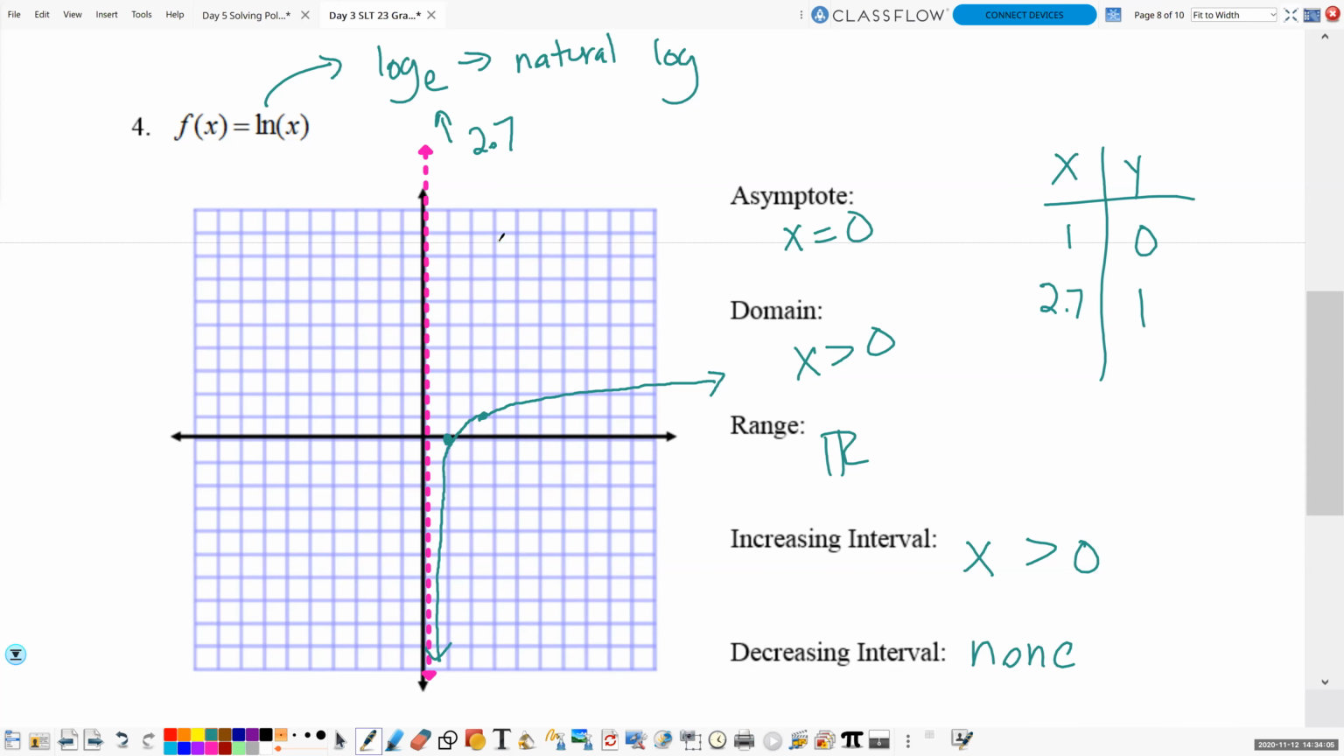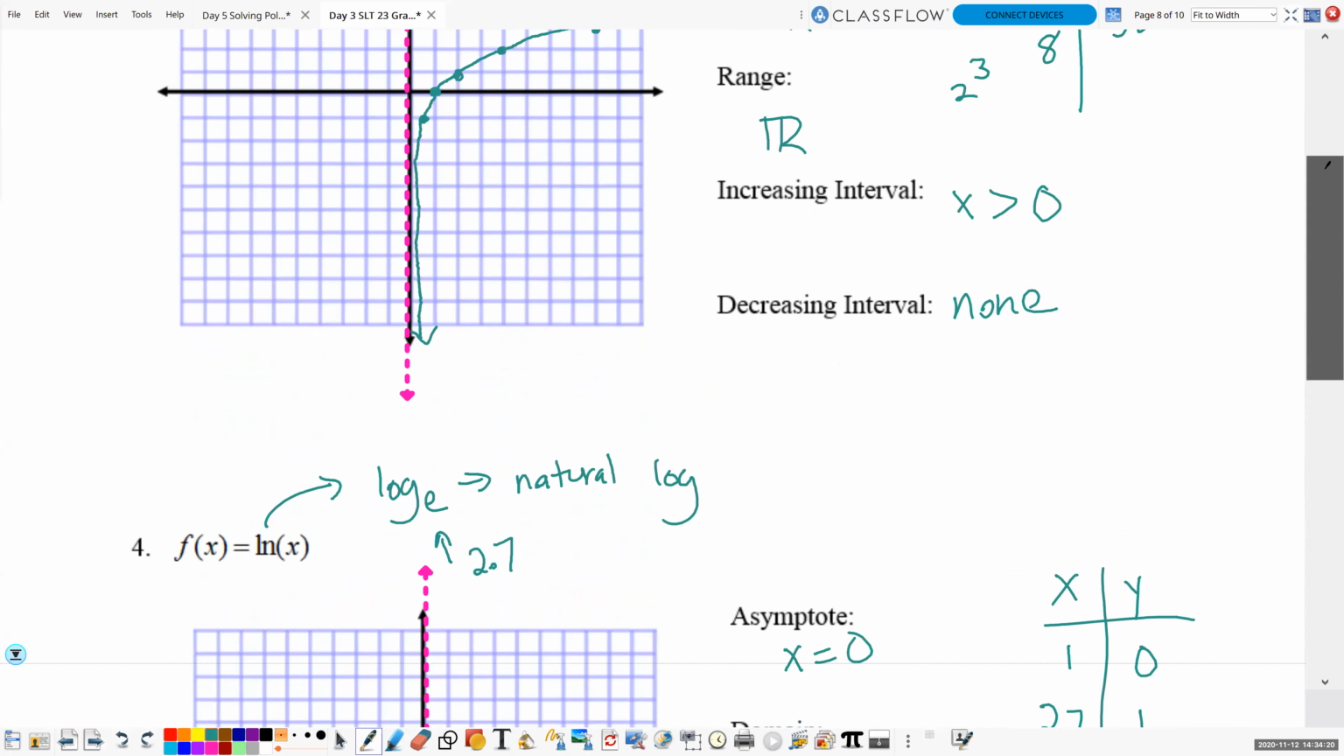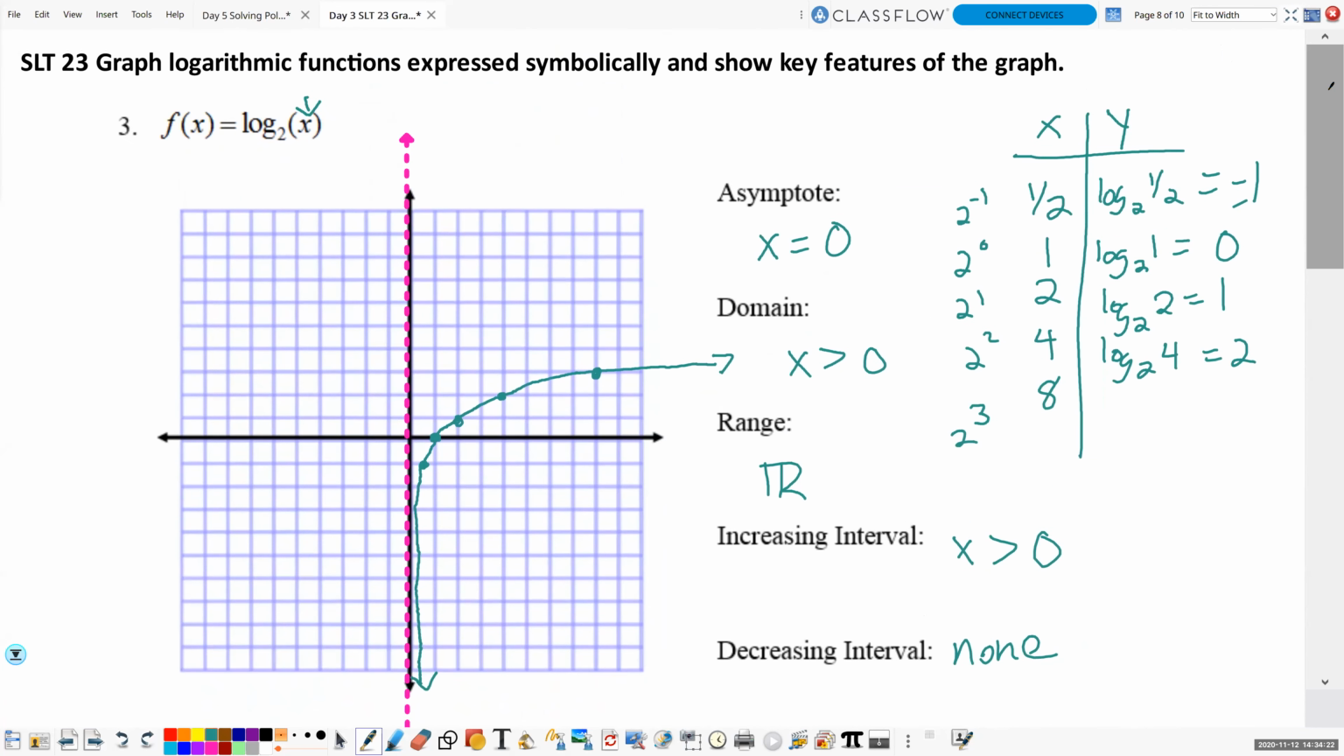Are there any questions on graphs of logarithmic functions? All right. If you are good, if you don't need me to go back, I'm happy to go back and show you whatever you need to see.